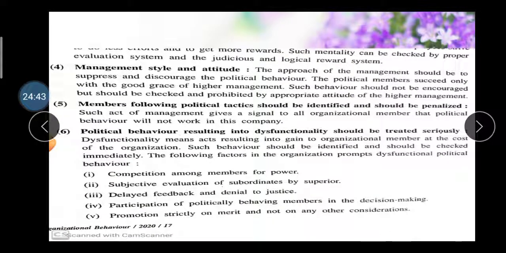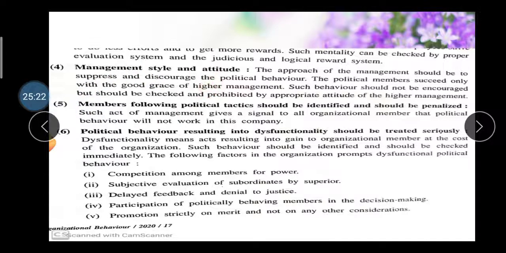Then the next topic is management styles and attitudes. The management approach should always support and encourage the enthusiasm of employees regarding work, but suppress and discourage political behavior. So we can easily reduce this type of behavior. Political members succeed only with the good chance of higher management. Such behavior should be checked, and then you have to show the appropriate attitude toward the higher management.